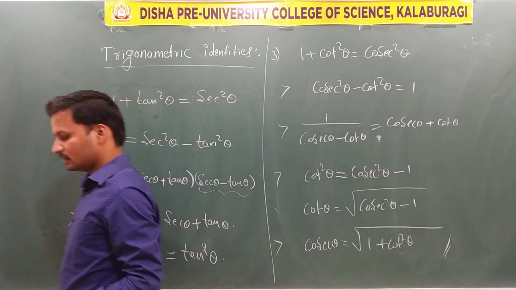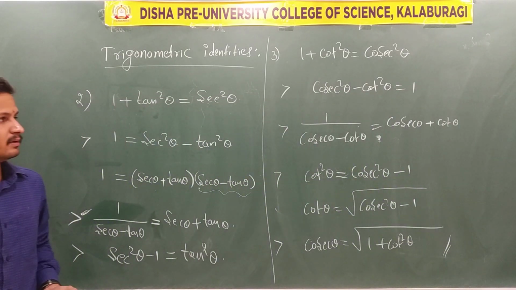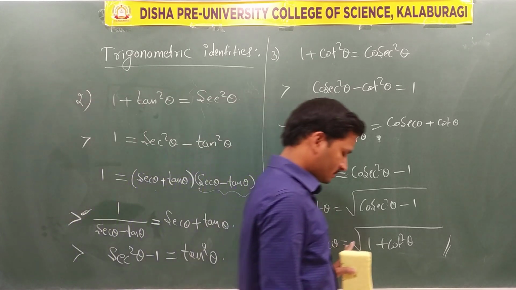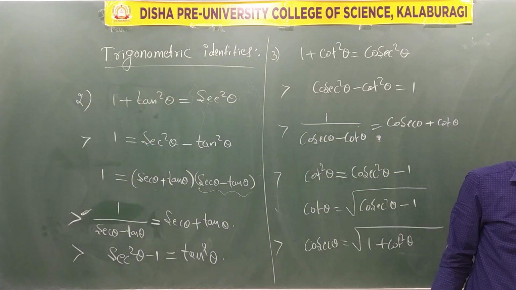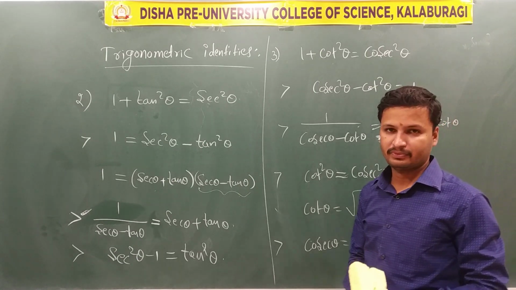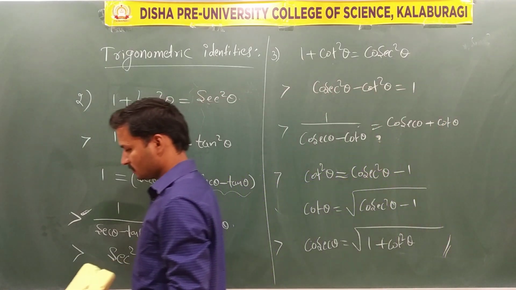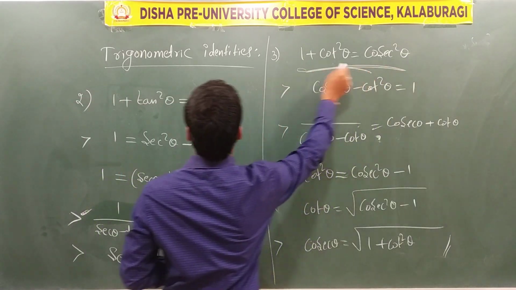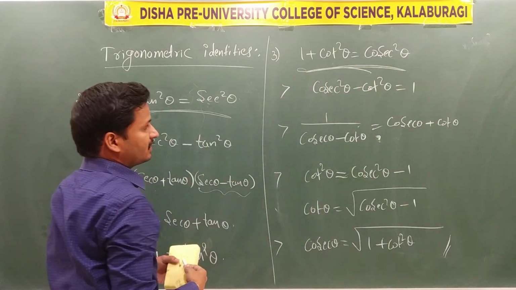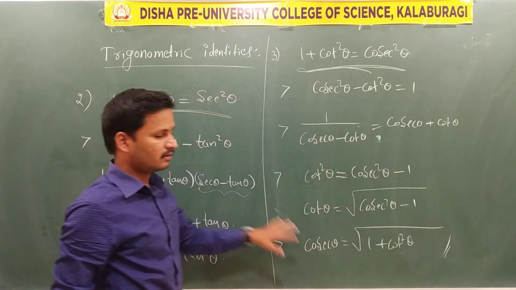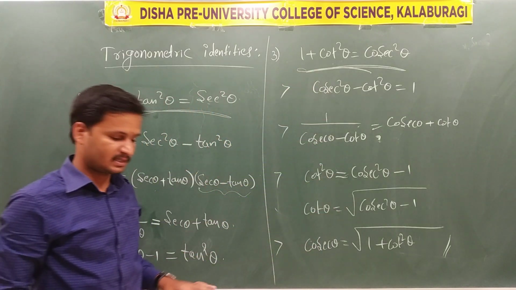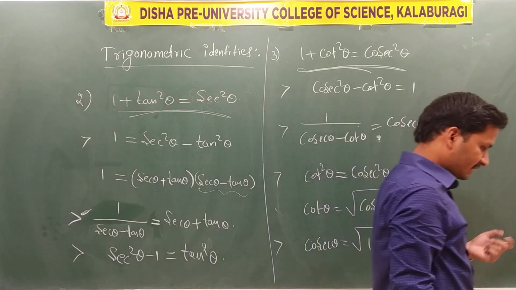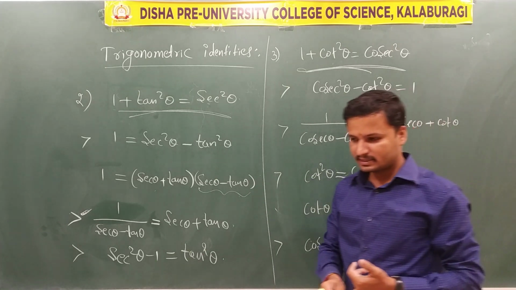Identities are important, please. These formulas will help in solving the problems. First you need to understand what exactly this one is. First, just remember this one, and from this one only we derived all these results. Then next, identities are over.